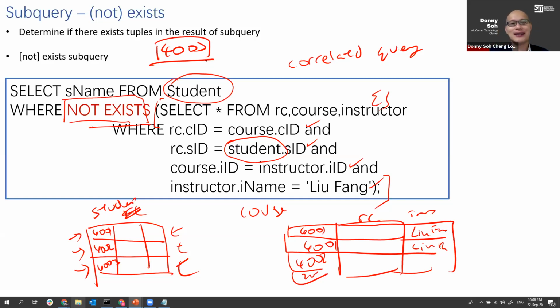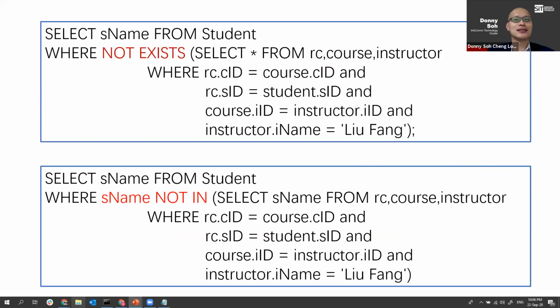But anyway, this is NOT EXISTS. You notice that with NOT EXISTS, you don't really specify a field. So let's compare this with NOT IN. In NOT IN, you have to specify the exact field. These two things are doing exactly the same thing. In NOT IN, you specify the field here and also specify the field here. So this name is not in this list that returns. Both will give you the same result, but in NOT IN, you have to explicitly specify the field in order to filter out the students that you don't want.